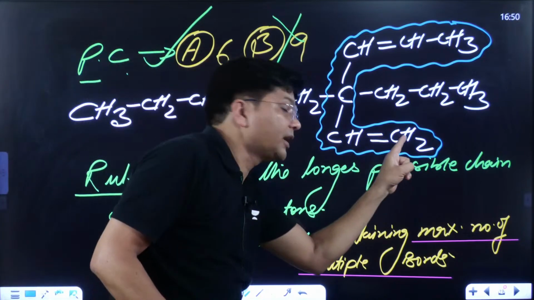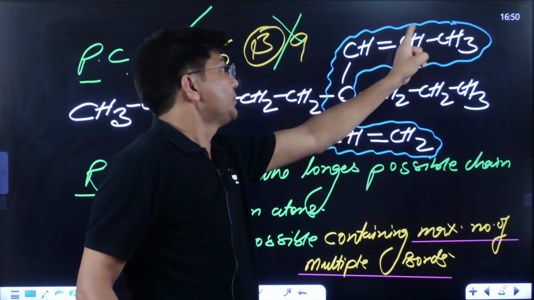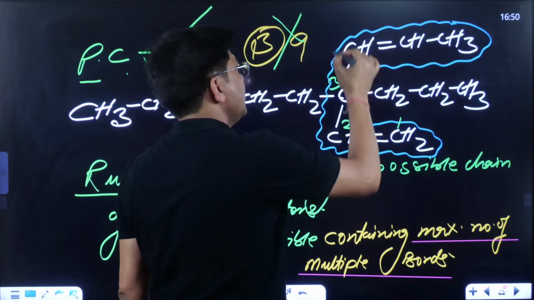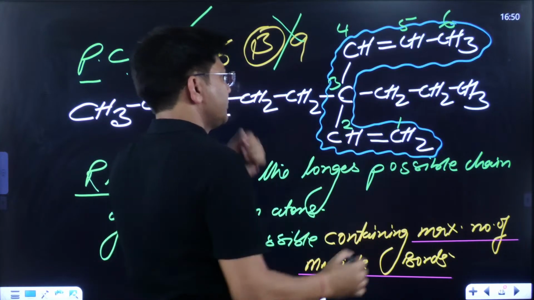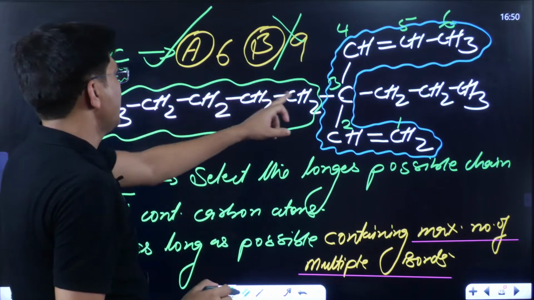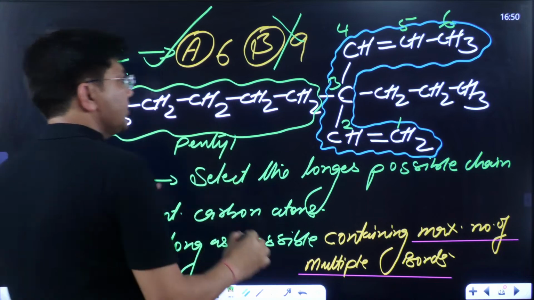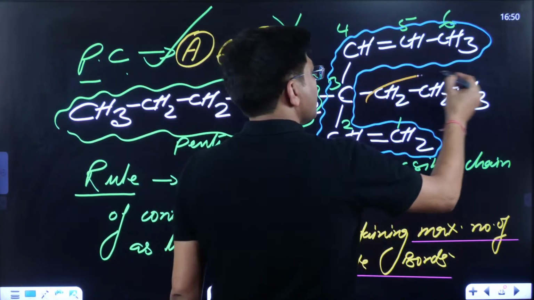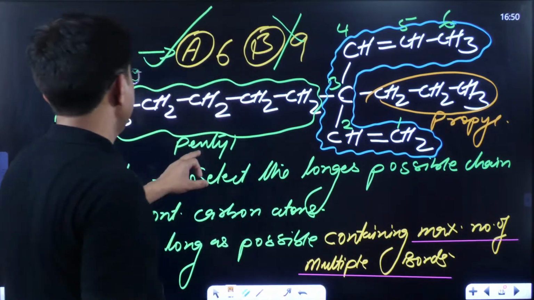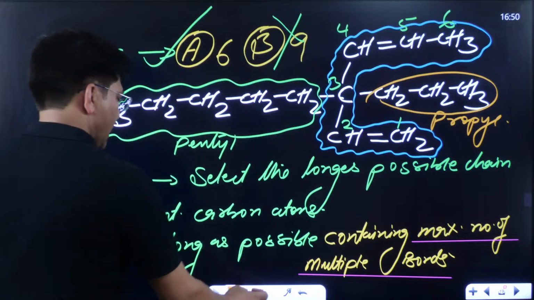And if you are doing the numbering from here, the multiple bond is getting number 1, and if you are doing the numbering from there, the multiple bond is getting number 2. So this is correct. 1, 2, 3, 4, 5, 6. So this is the prefix of how many carbons? 1, 2, 3, 4, 5. This is your pentyl and this is your propyl. Both start with P, but if you see the dictionary, pen will come first and prop will come later. So we'll write the IUPAC name.